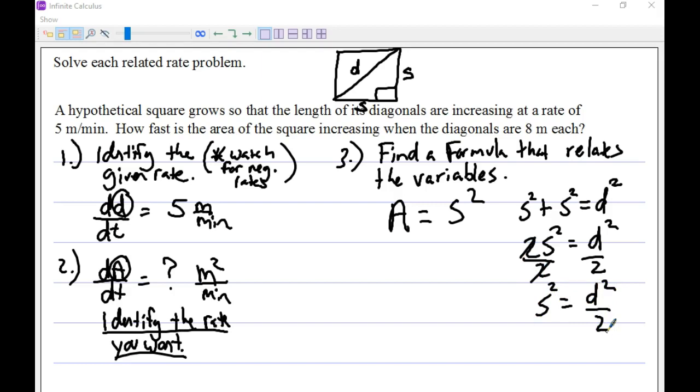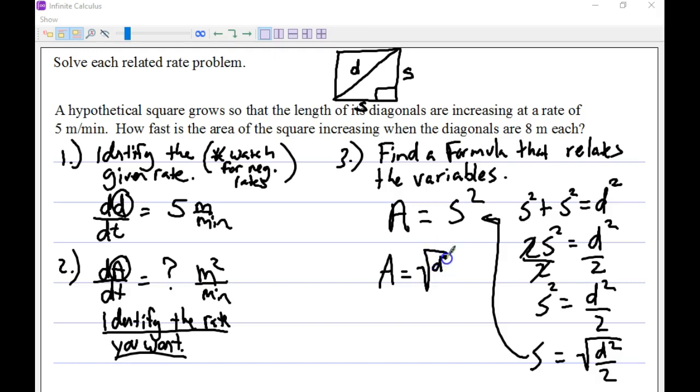Now what would I do? It's supposed to be a 2. There you go. So now S equals this, right? So I can just come over here and replace the S with this, and now do I have an equation with the two variables I care about? Yes. Now I do.